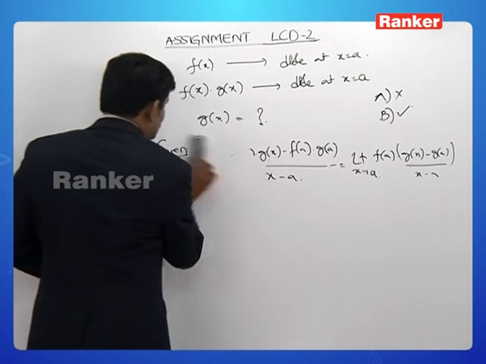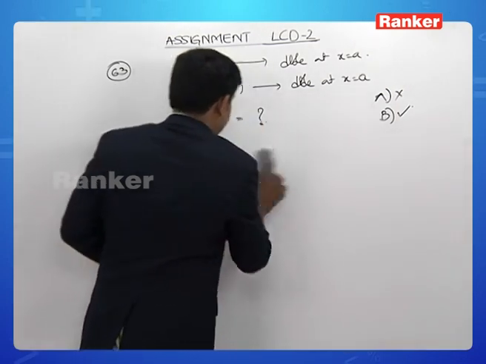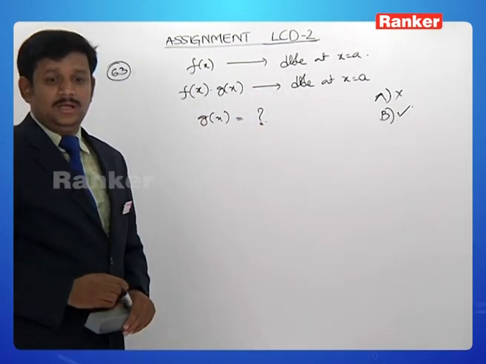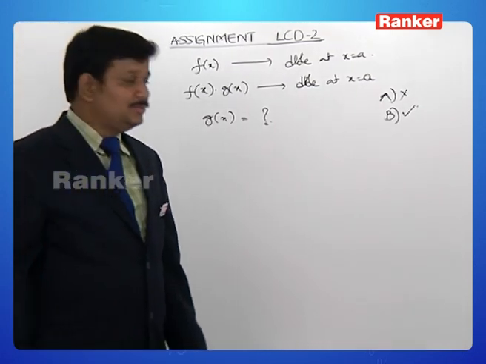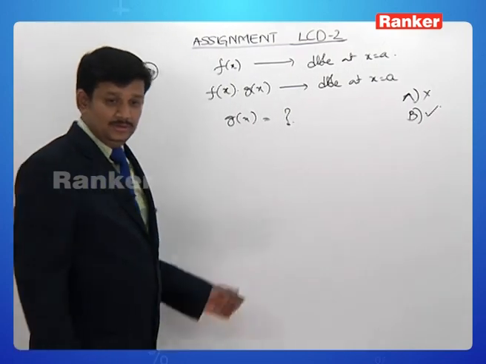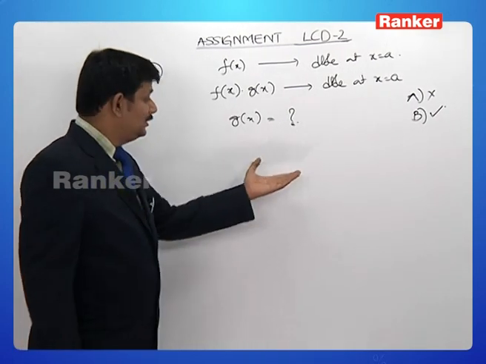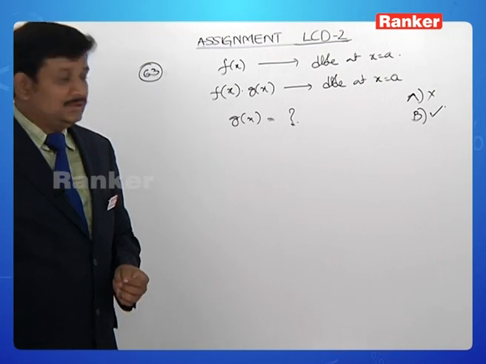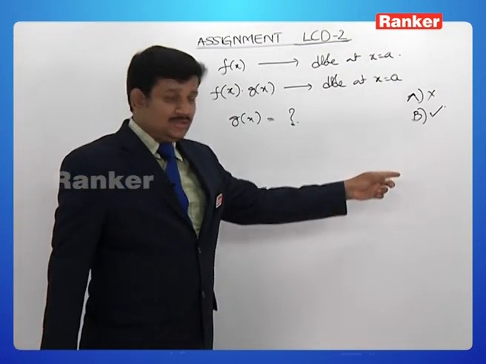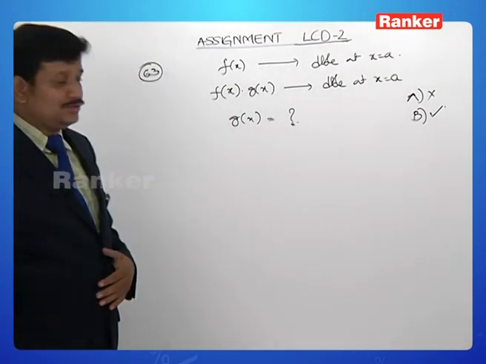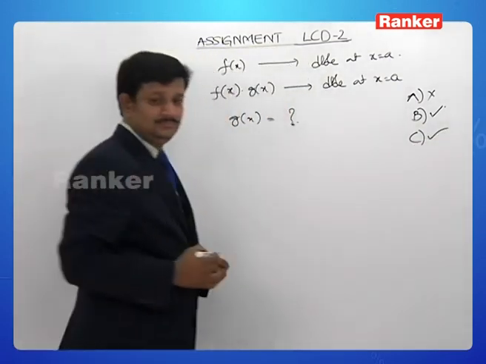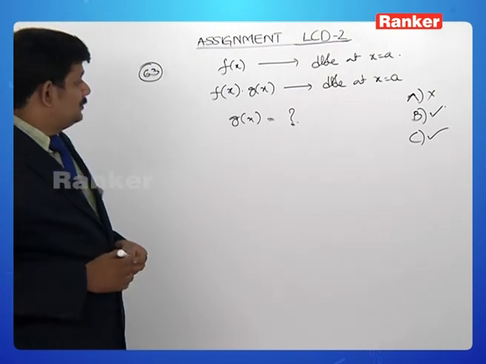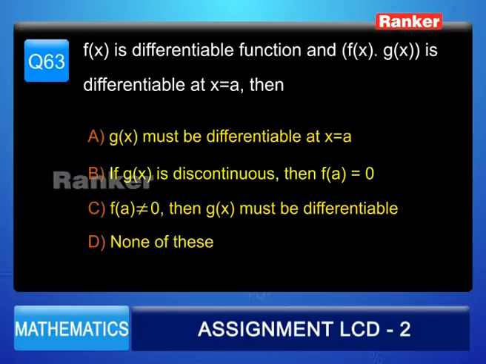Let us look at option C. If f(a) is not 0, then g(x) must be differentiable. That is absolutely true. In the previous assumption itself we have seen, if f(a) is not 0, then compulsorily the limit of (g(x) minus g(a)) by (x minus a) should be 0. So, option C is also true. So, once B and C are true, D can't be true. Answer is B and C.